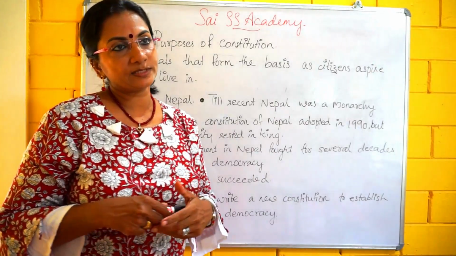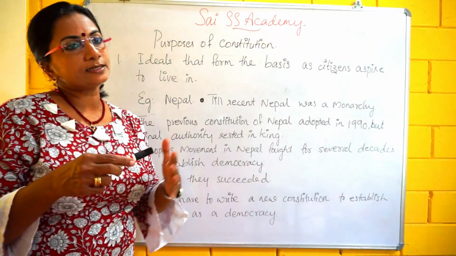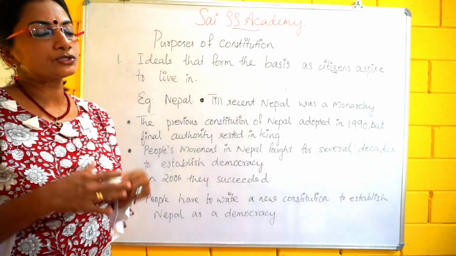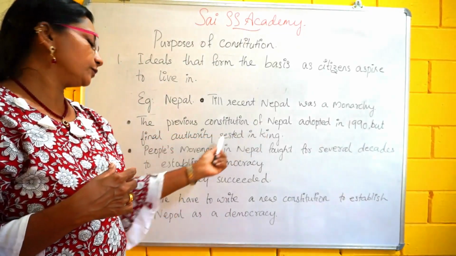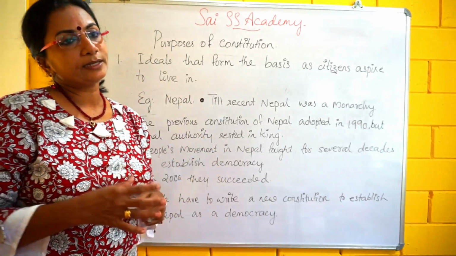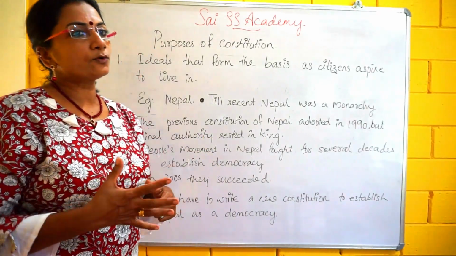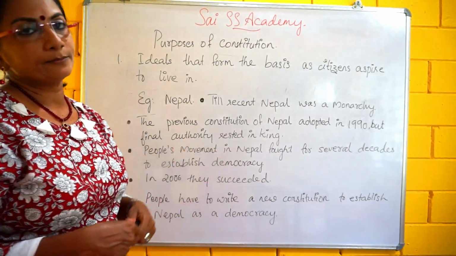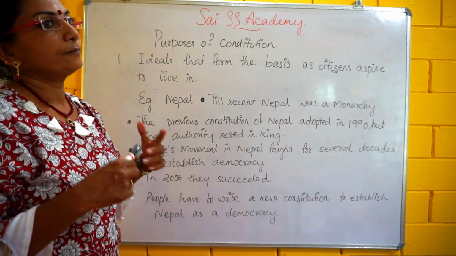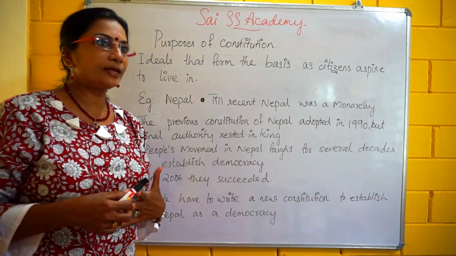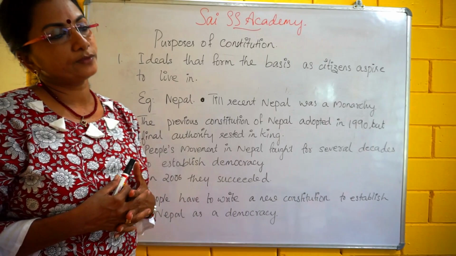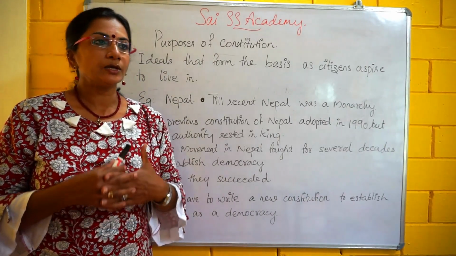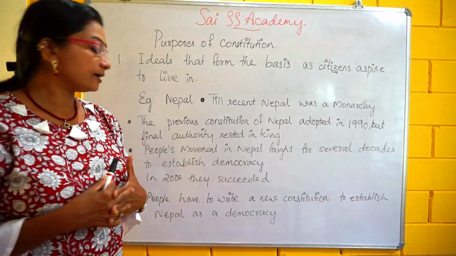It is very interesting to talk about Nepal because until recently Nepal was a monarchy. They had a king's rule. The previous constitution of Nepal, in 1990, stated that the final authority rested in the king. The people's movement fought for several decades, and they finally succeeded in putting an end to the powers of the king. Now the people have to write a new constitution to establish Nepal as a democracy.